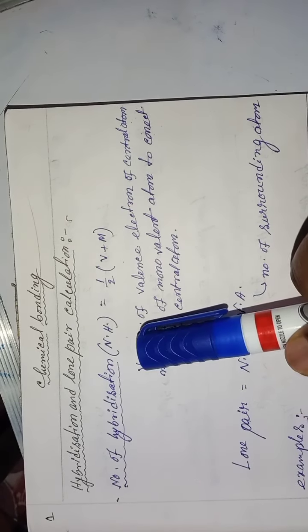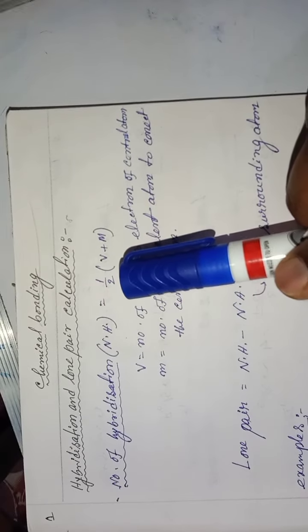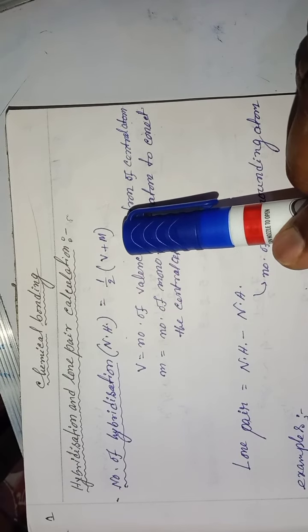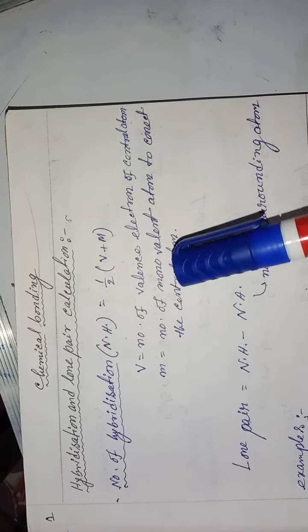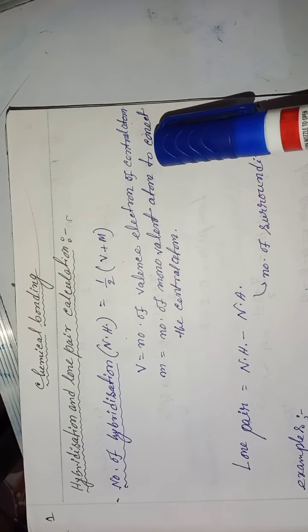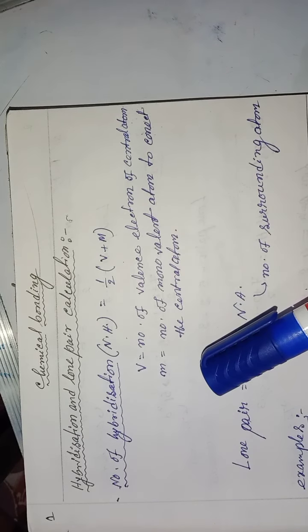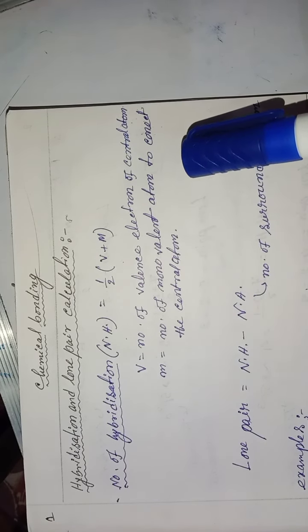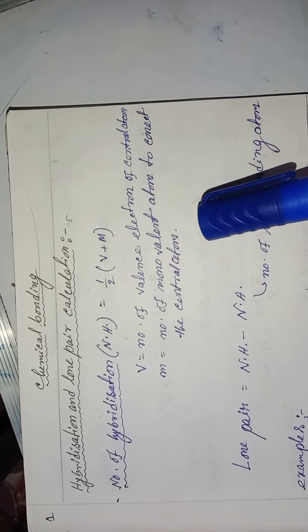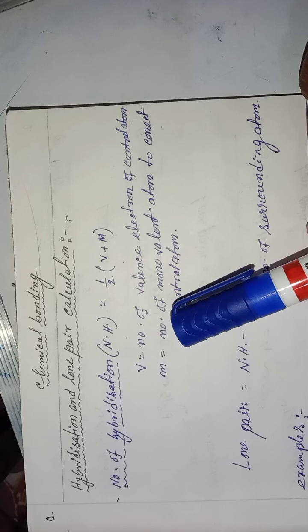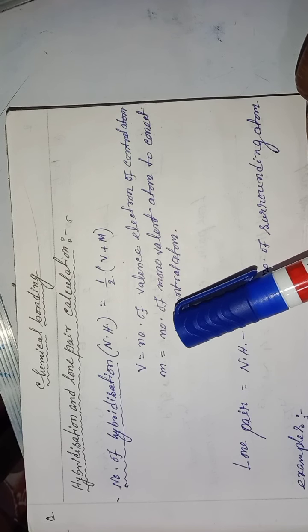At first, the number of hybridization is equal to half of V plus M. What is V or M? Now V is equal to the number of valence electrons of the central atom, and M is equal to the number of monovalent atoms connected to the central atom. The valence electrons: sodium, potassium are group 1, valence electron 1; group 2, valence electron 2; group 3, valence electron 3; group 4, valence electron 4; group 5, valence electron 5; group 6, valence electron 6; group 7, valence electron 7.